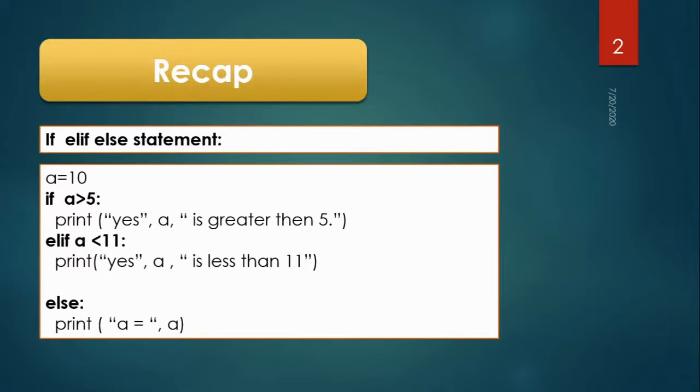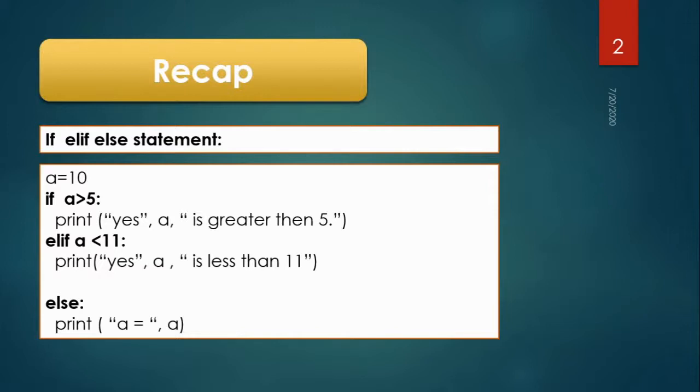And if the if block fails, then our program moves to our elif block, with the condition elif a is less than 11. If this block fulfills the condition, then it will print the following statement shown in the string. And if both the above conditions fail, then it is going to print the else string.